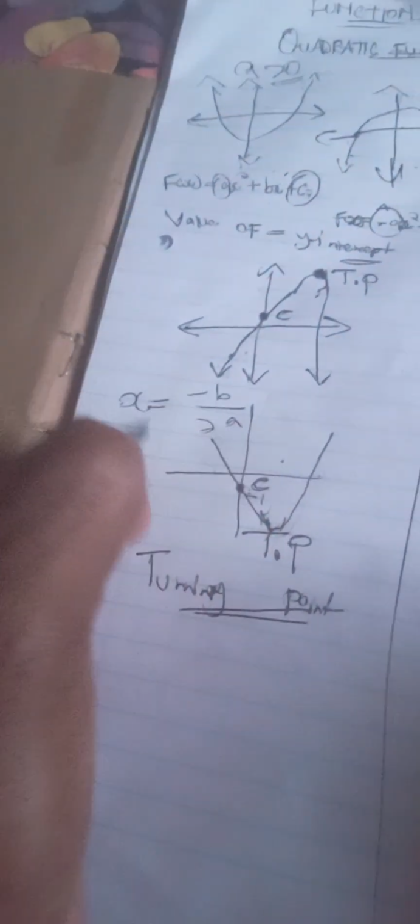So we're going to start with the x-coordinate of the turning point. This is the formula: x equals negative b over 2a. We use this formula to calculate the x-coordinate of the turning point. I hope I'm making sense. Negative b, this is b, guys. As you can see in the formula, this is b, negative b over 2a. This is a. I hope it does make sense.